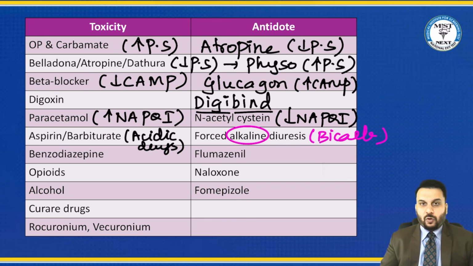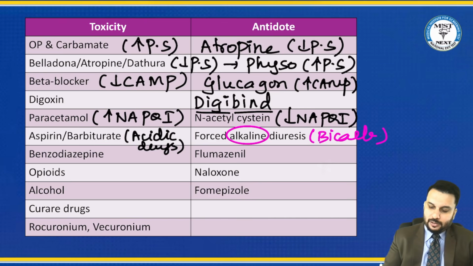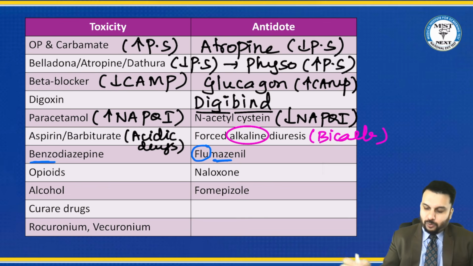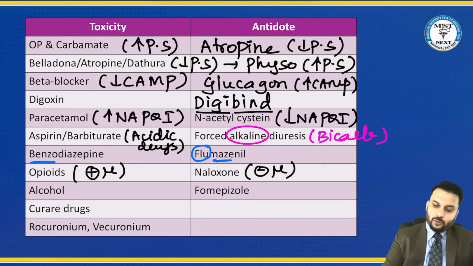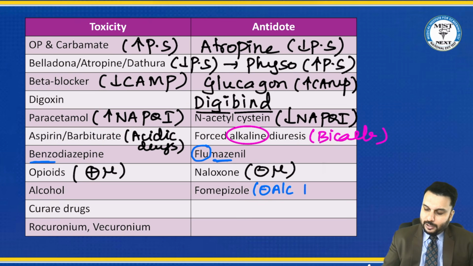Benzodiazepine has an antidote called flumazenil. Flumazenil. Remember it as "Benzmefulmaze". Right? You have to remember it like that. Opioids, we learned opioids, there is mu stimulation. Then we give naloxone, which blocks the mu stimulation. Alcohol, there is a drug called fomepizole we have to give. Fomepizole blocks one enzyme called alcohol dehydrogenase.